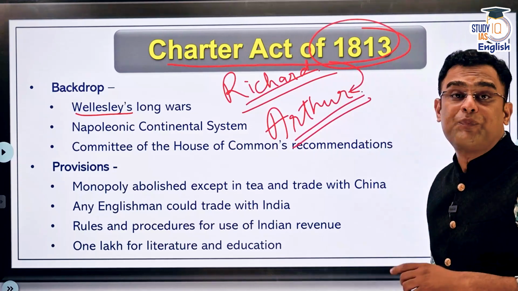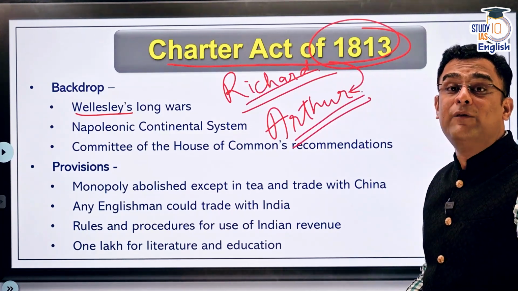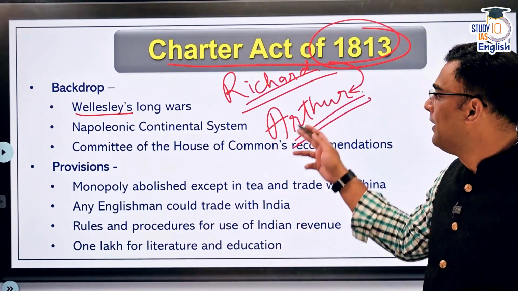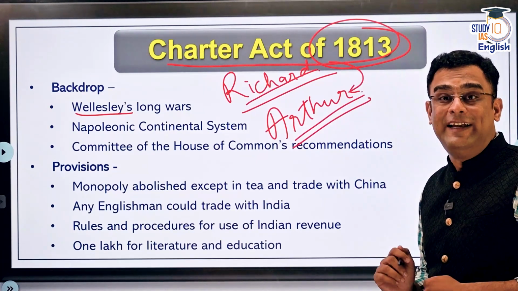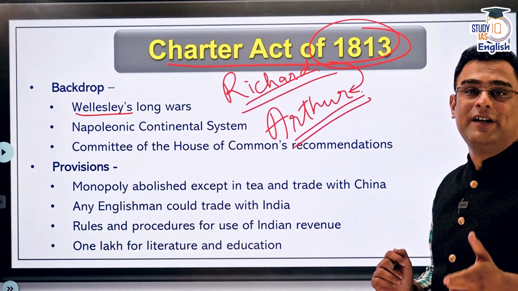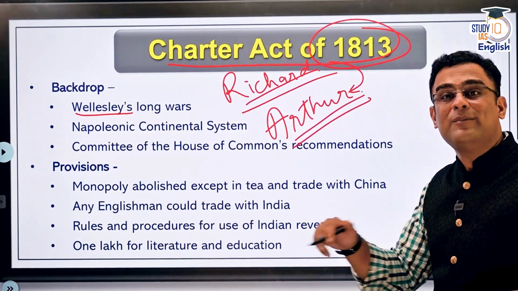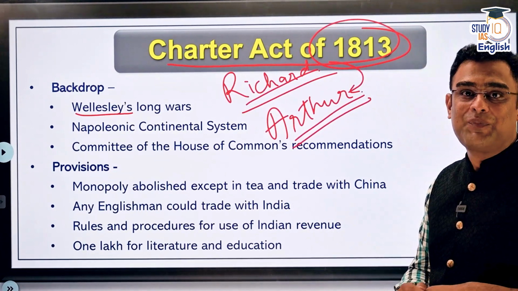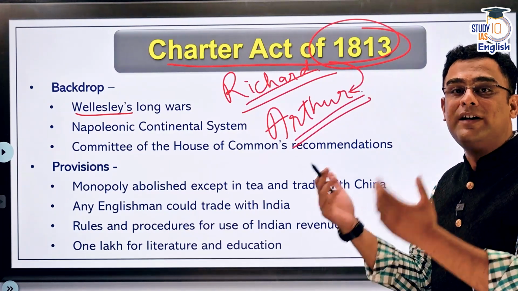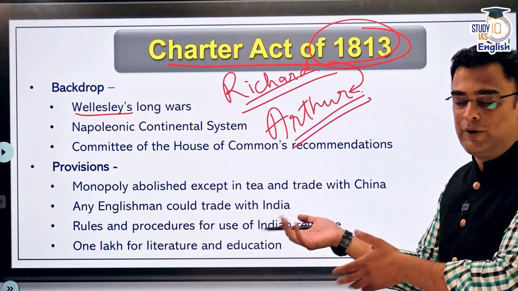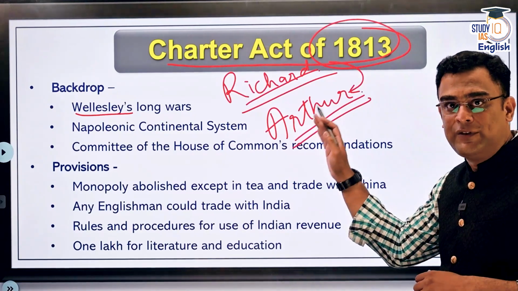Arthur Wellesley went on to become an even more illustrious Briton. He is known as the Duke of Wellington, who defeated Napoleon in the Battle of Waterloo. Later, Arthur also became the Prime Minister of Britain and he is regarded as one of the greatest British persons ever. But anyways, that's a different story.